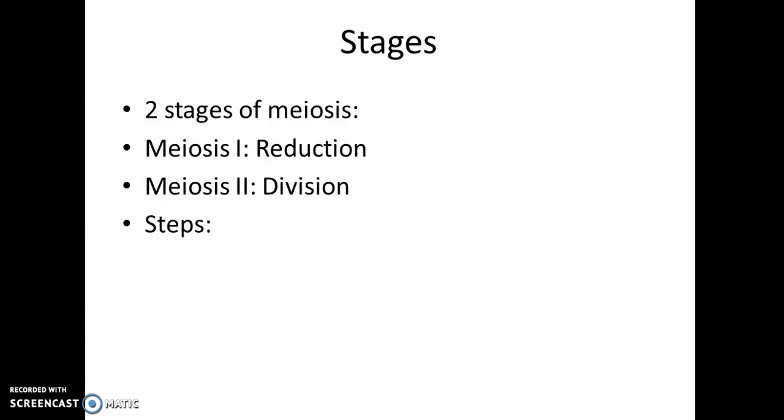There are two stages of meiosis, and they're cleverly called meiosis 1, which is reduction in the number of chromosomes, where we're dividing the chromosomes by 2, and meiosis 2, which is division of the chromosomes, in which we split the sister chromatids. So we're going to get into the steps of meiosis 1 and meiosis 2, and I know you can't wait because I cannot.